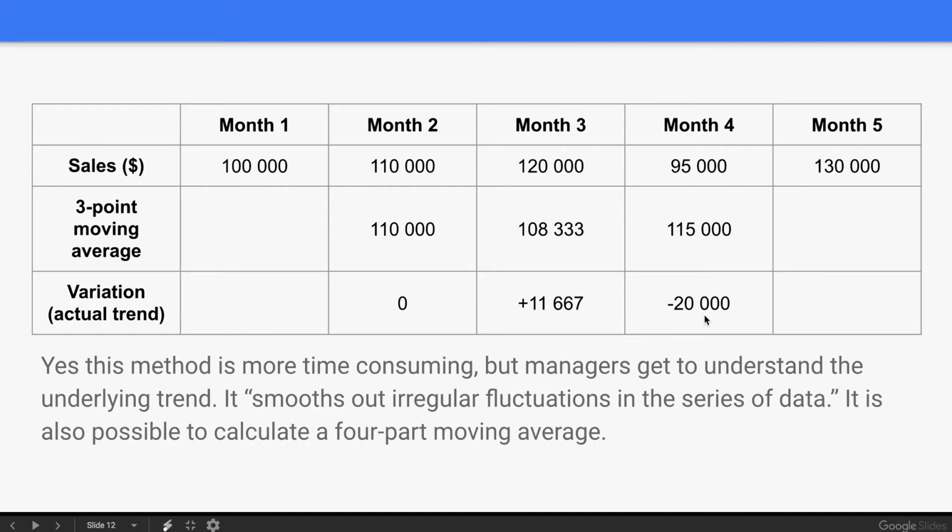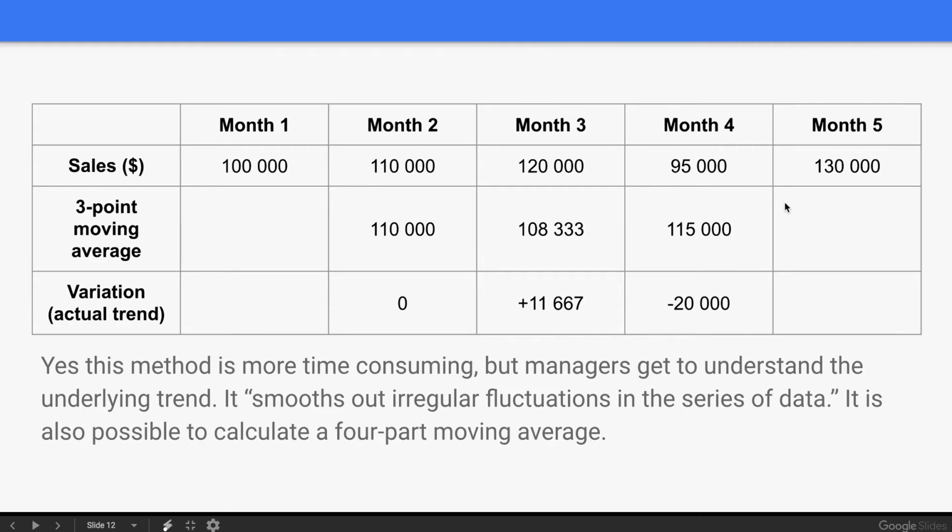But then look, we swung to under. 95,000 was the actual sales in month 4. It might have been a seasonal dip, something like that. There could be many reasons why it dropped. Our moving average at that point was $115,000. So we were 20 under. So you can see how it could be bang on, it could be a little above, a little below, but in general, it gives you a pretty accurate timeline.